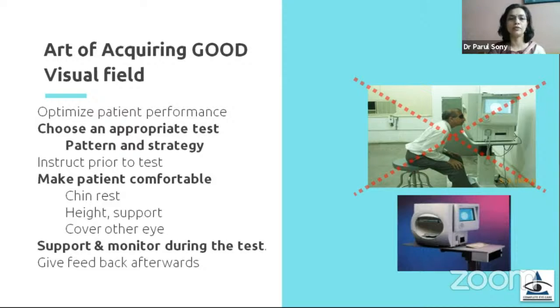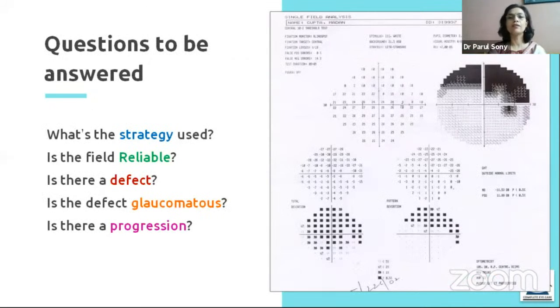So whenever we have a visual field printout in our hand, what are the questions that we need to answer? Number one, we need to know what is the strategy that is being used. Secondly, is the test reliable? Is there any defect present? And if the defect is present, is it glaucomatous or not? And whenever we are following up a patient of glaucoma, is the defect progressing or not? So I'll be quickly answering these questions.